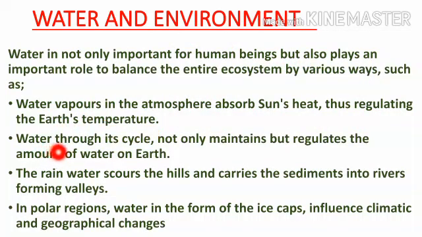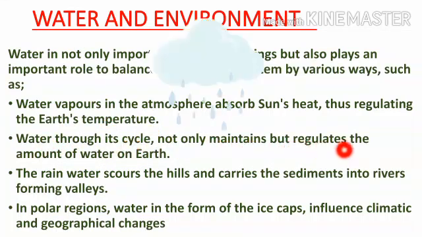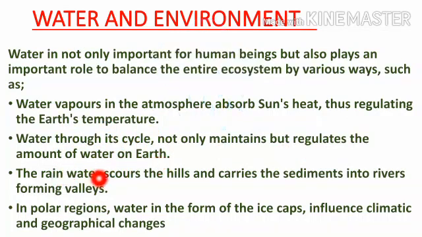Next, water through its cycle not only maintains but controls the amount of water on earth. Next, you can say the rainwater scours the hills, rubs the hills hard, and carries the sediments into rivers, forming valleys. So due to the rainwater, there are very important points about the hills and the valleys.